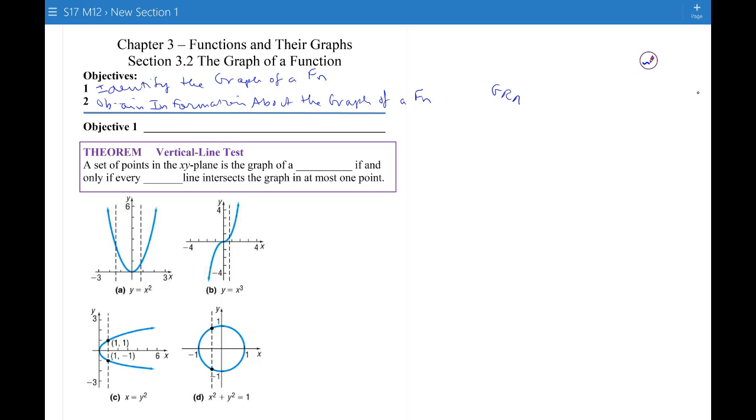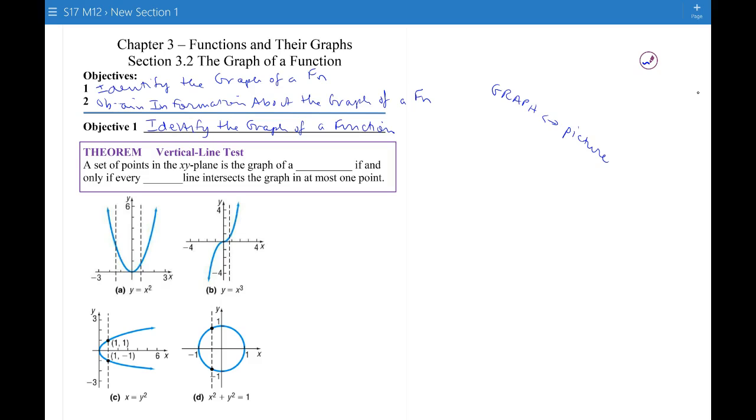So remember, keep reminding yourself that graph means the same thing as picture. So if we're talking about graphically, it means looking at the picture. Or if it says make a graph, we're making a picture of an equation. So first we're going to identify the graph of a function, because every graph is not the graph of a function.